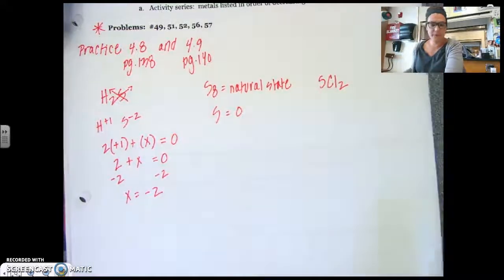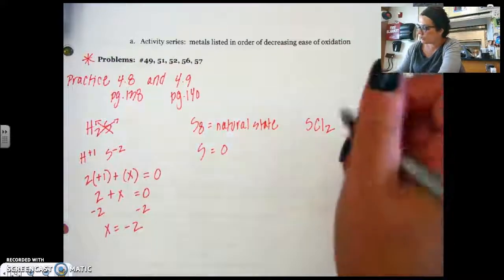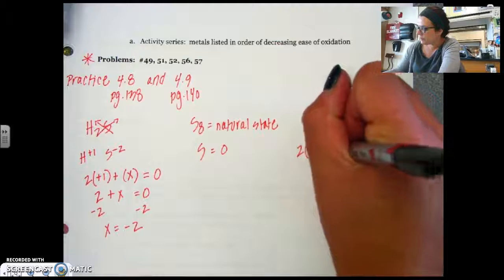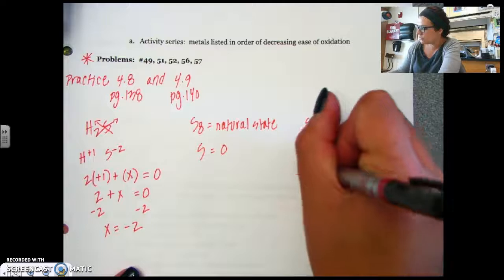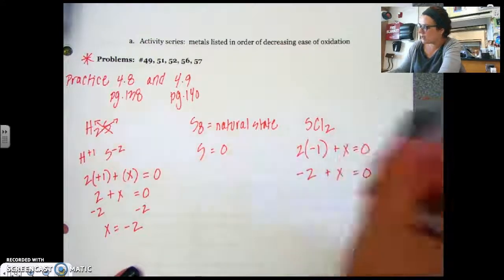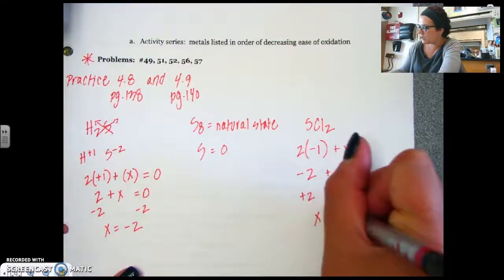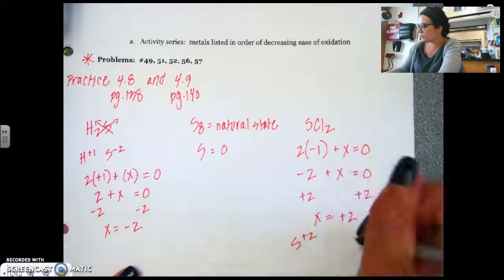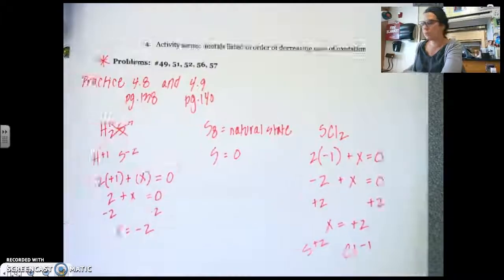The next one is SCl2. Chlorine's a halogen, so it's going to have a -1 charge. There's no overall charge, so I'm going to say I have 2 chlorines at a -1 charge plus X is equal to 0. So this is going to be -2 plus X is equal to 0. Add 2 to both sides. So X will be equal to +2, which means in this case, sulfur is a +2 charge where chlorine is a -1. Okay, let's do one more.